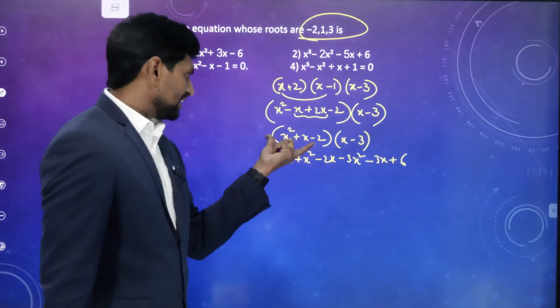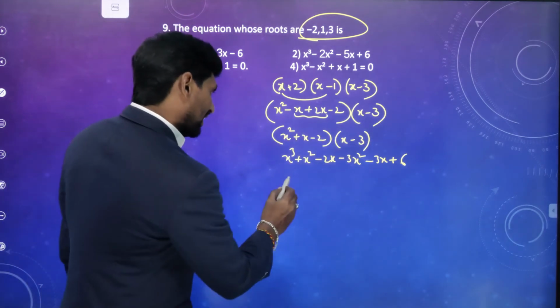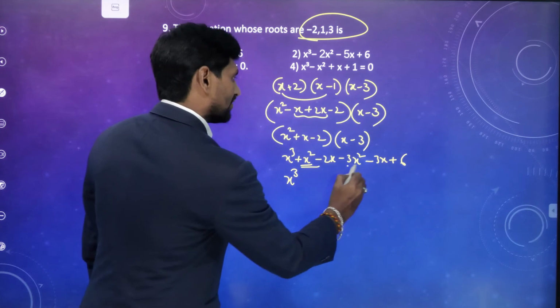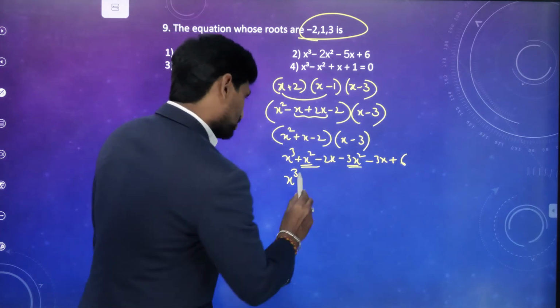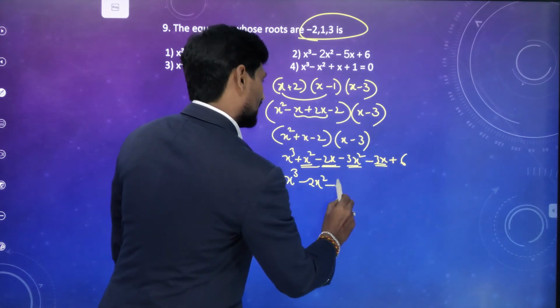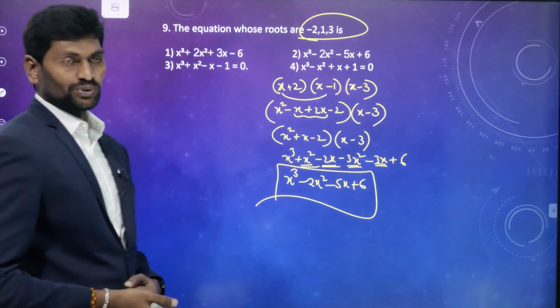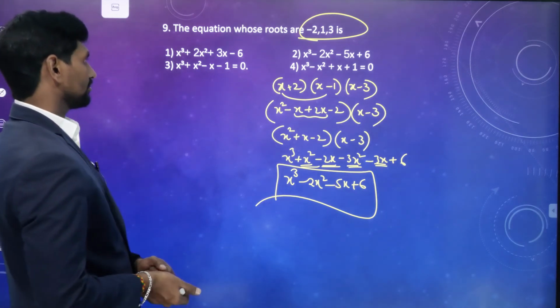So I multiplied these 3 terms with x as well as minus 3. Now identify the like terms here. x cube, x square minus 3x square becomes minus 2x square, and minus 2x minus 3x becomes minus 5x, and the constant term is single. x cube minus 2x square minus 5x plus 6.